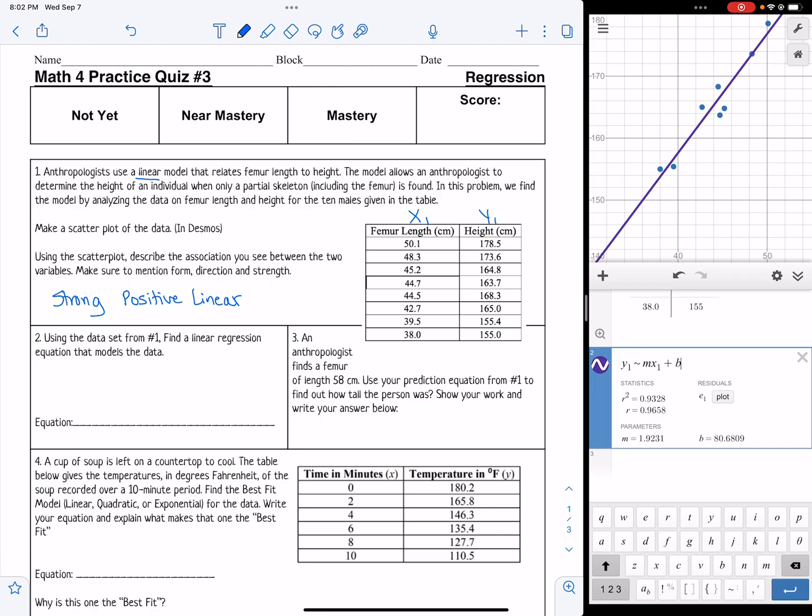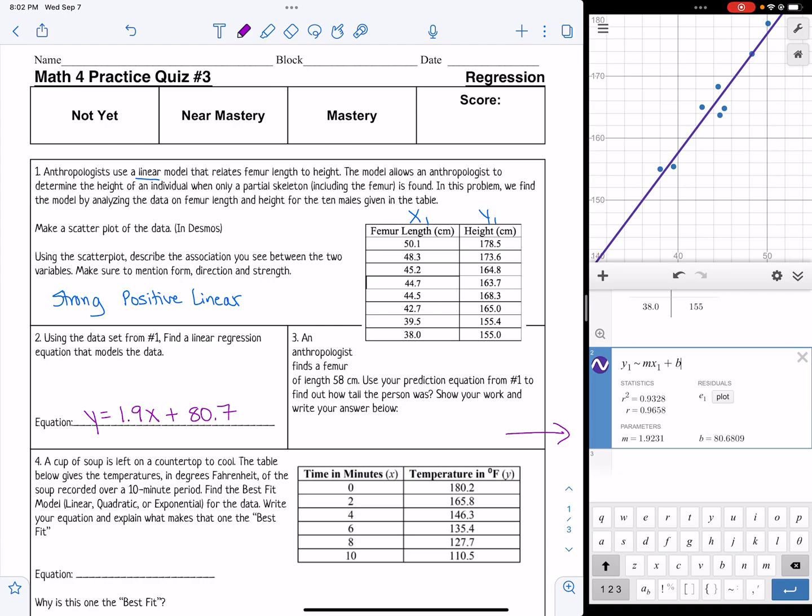And now I'm going to write my equation out. So looking at Desmos, I can pick out the m and the b and round them off to write the equation. So y equals 1.9x, that's like my slope, plus the b value, which was 80.7. So I just rounded those off. Notice you don't need any subscripts anymore when you write the equation. Now it says for number 3, an anthropologist finds a femur of length 58 centimeters.